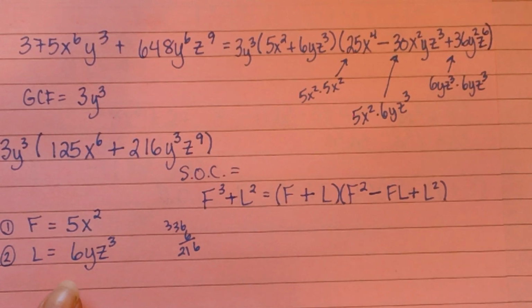That's the final answer. 3y cubed times the quantity 5x squared plus 6yz cubed times the quantity 25x to the 4th minus 30x squared yz cubed plus 36y squared z to the 6th.